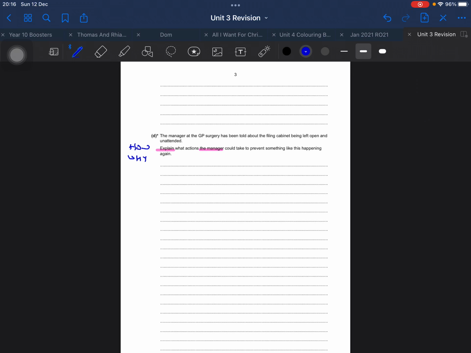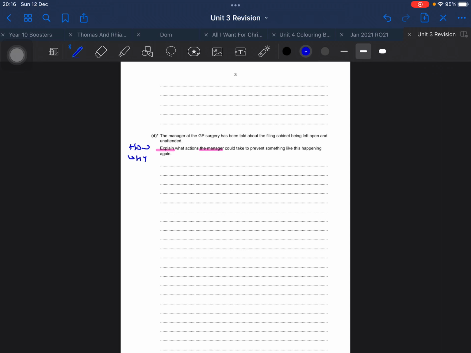They are not looking for examples of practices like limiting the number of people that can access the filing cabinet, having more staff or moving the filing cabinet somewhere else. What they're looking for here is specifically what the manager may do in terms of actually managing the incident and ensuring that doesn't happen again in future.